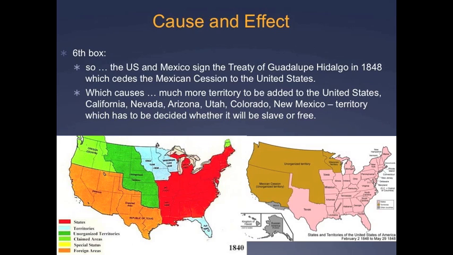Now the United States has to decide what it's going to do with this new territory in its old debate over whether it will be free territory or whether it will be slave territory.